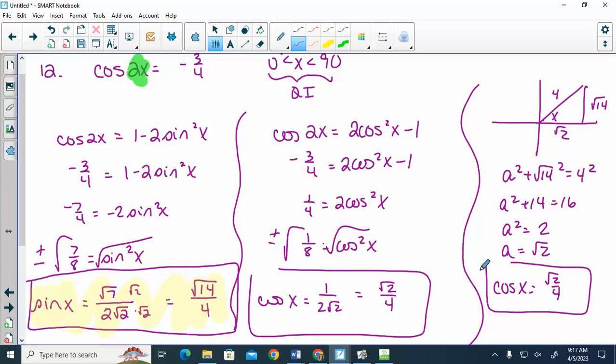We didn't ask about 13. Do I need to go over it? Okay. 14.